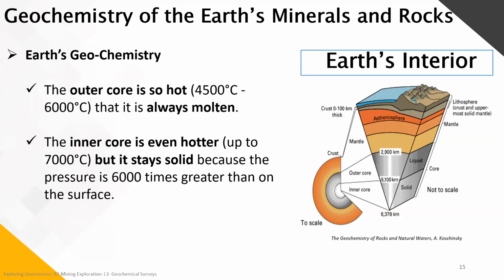The outer core is very hot, between 4500 and 1600 Celsius. That is always molten rock, so liquid molten hot rock. The inner core is even hotter. It reaches up to 7,000 Celsius, but it stays solid because the pressure is roughly 6,000 times greater than on the surface.